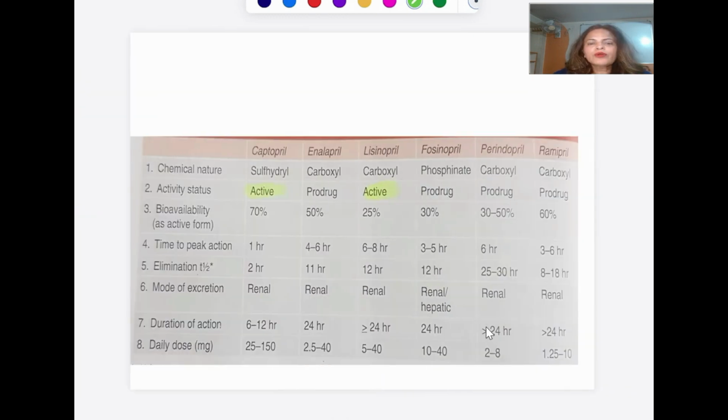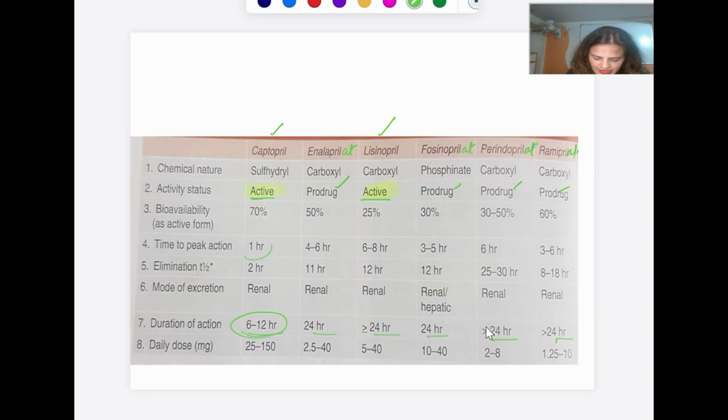Now coming to the pharmacokinetics of the individual drugs: captopril, enalapril, lisinopril. So all these drugs are almost the same. The only difference is a little bit in pharmacokinetic features. Here I have already highlighted the two drugs, captopril and lisinopril. They are the only ones which are active drugs. Rest of the drugs are prodrugs, so they get activated in the body. After the activation, they become enalaprilat, fosinoprilat, perindoprilat. So you can compare all the pharmacokinetic features of this group of drugs. If you see the duration of action, almost all of them are 24 hours except captopril.